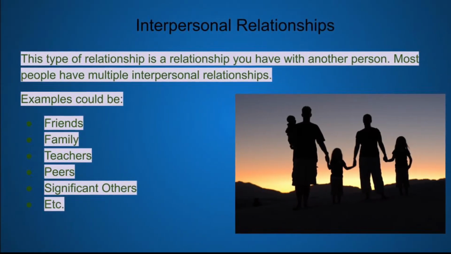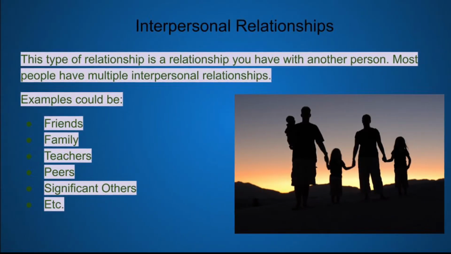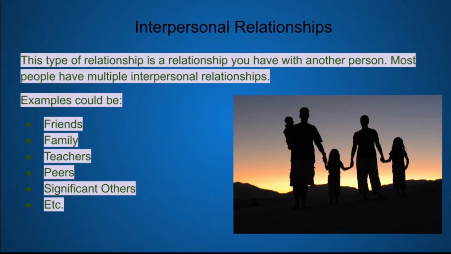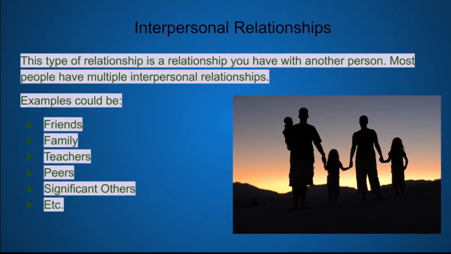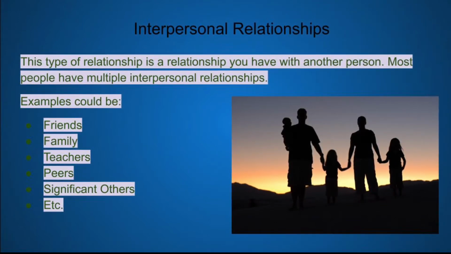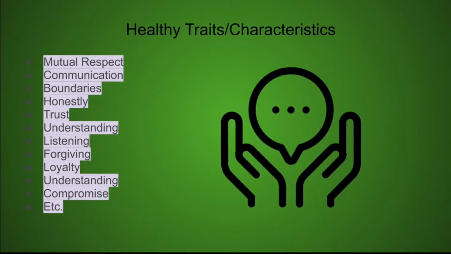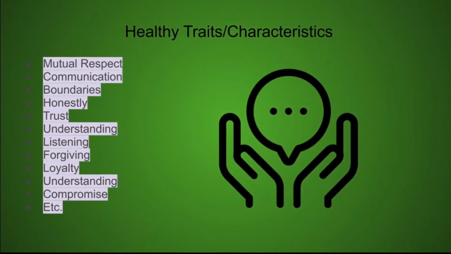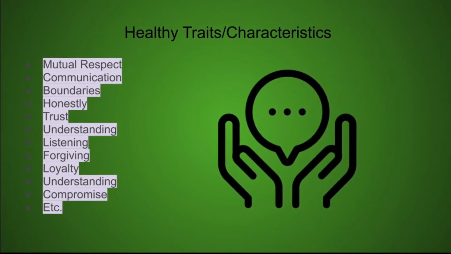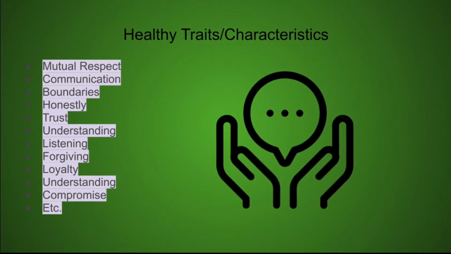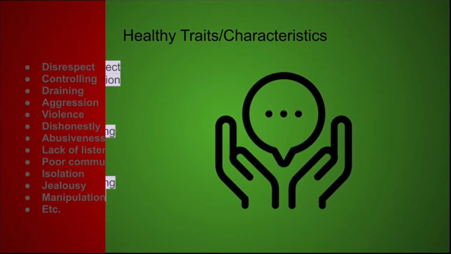Interpersonal relationships. This type of relationship is a relationship you have with another person. Most people have multiple interpersonal relationships. Examples could be friends, family, teachers, peers, significant others, and etc. Healthy traits and characteristics. Mutual respect, communication, boundaries, honesty, trust, understanding, listening, forgiving, loyalty, compromise, and etc.